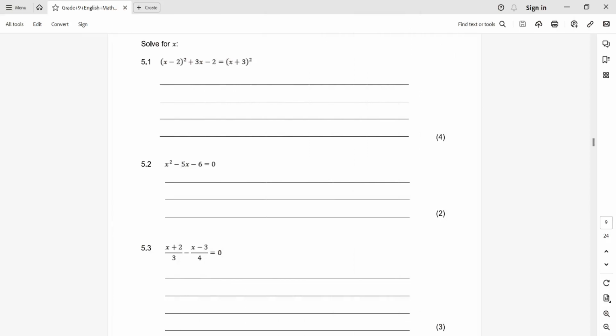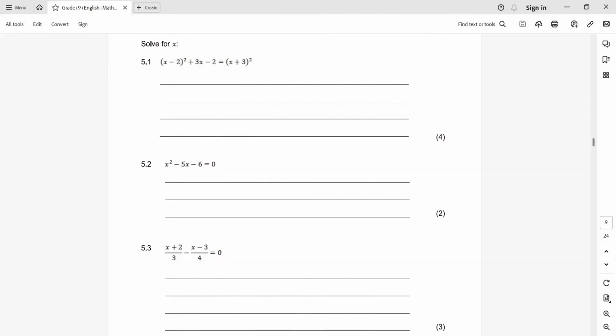Today I want us to do a solve for x. This is another question paper from November 2014. On this one, I want us to solve these three different solve for x questions: the first one, the second one, and the third one. Okay, let's check out the first one.